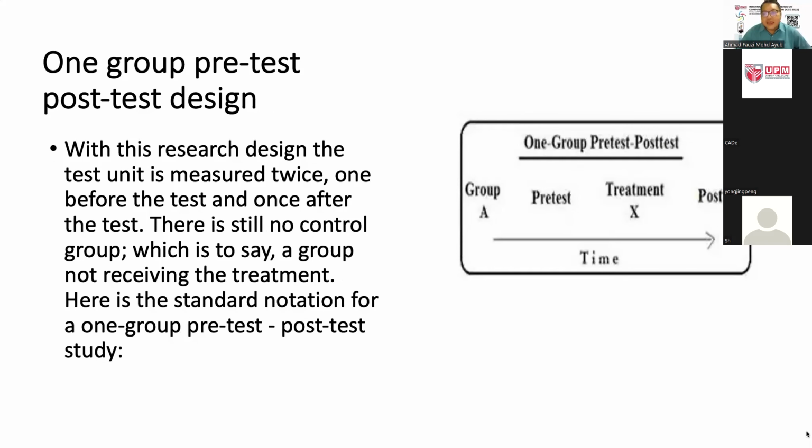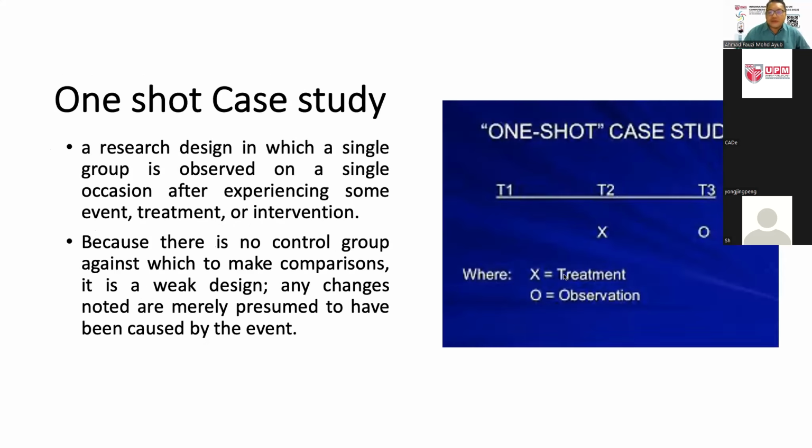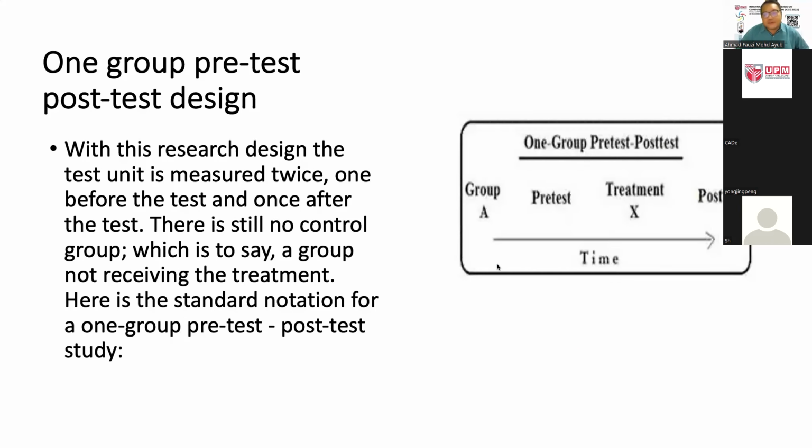And then we have the one-group pretest and post-test design. Compared to the one-shot, where you don't have the pretest, for the one-group pretest and post-test design we have a pretest and post-test. But we still don't have the control group here. You only have a treatment group. So this design is better than the one-shot design, because you can compare the results of the post-test and pretest. You can look at whether there is a significant difference between them. However, you don't have a treatment group and a control group. So people will argue that if you choose this type of research, maybe without this intervention you could conduct the same research and get the same results.